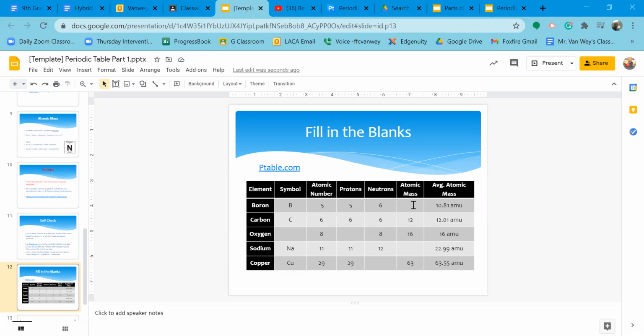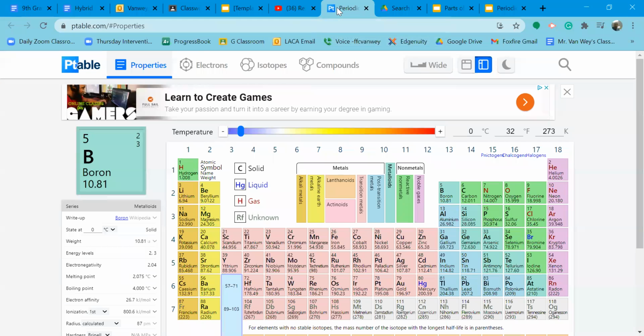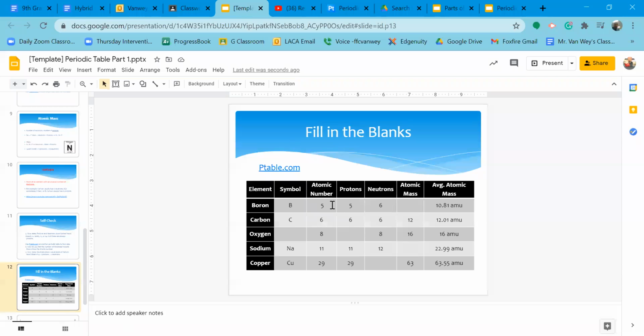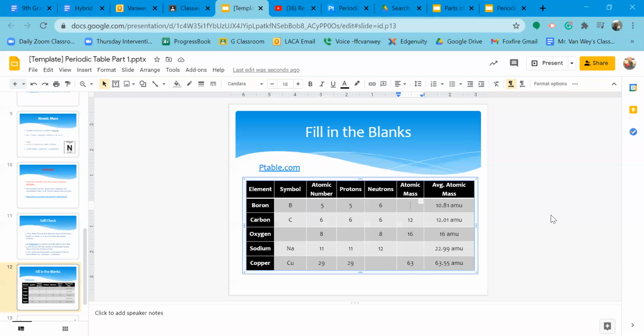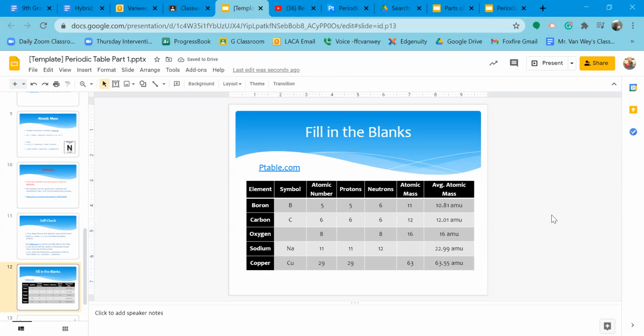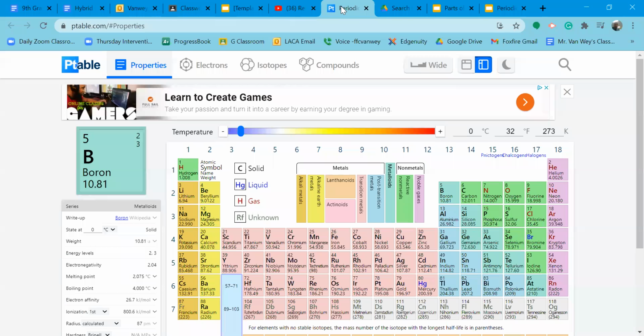Next, we'll go to the atomic mass of boron. Look at boron. Boron has a mass of 10.81. So we're going to have to round that, right? 10.81, that's going to round up to 11. Usually boron has 11. And look, I already gave you that information in this table. We didn't even really need to use this.